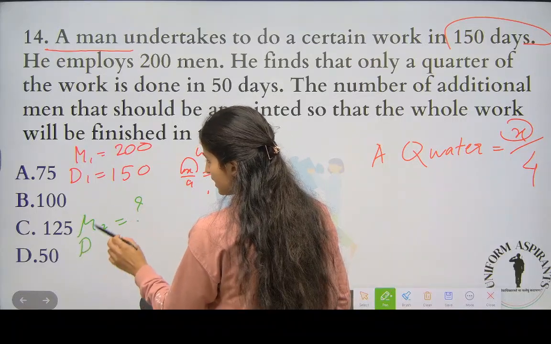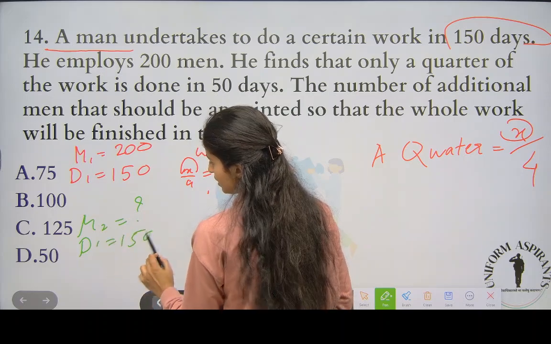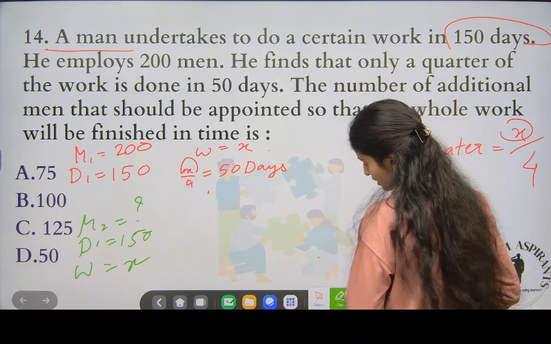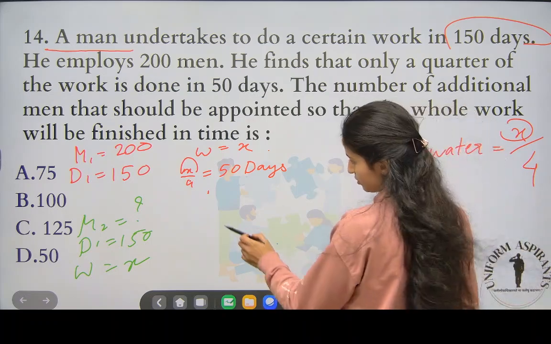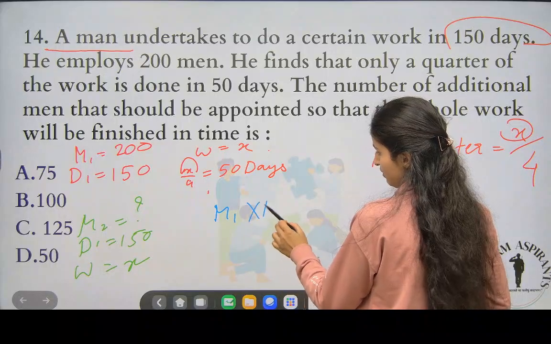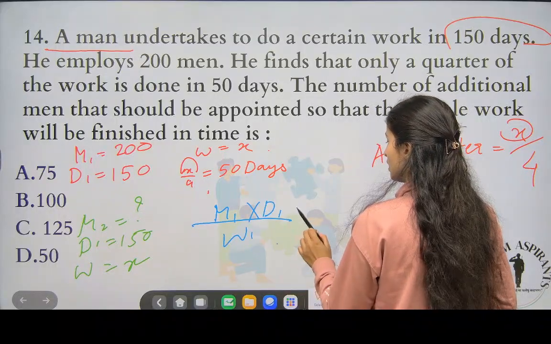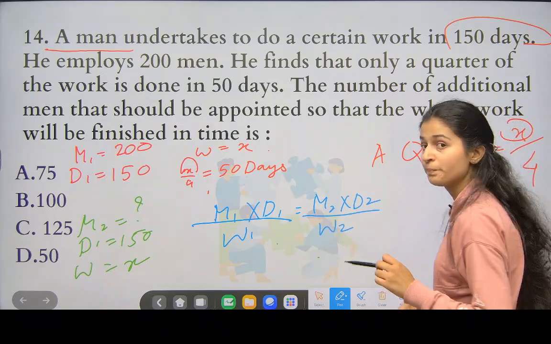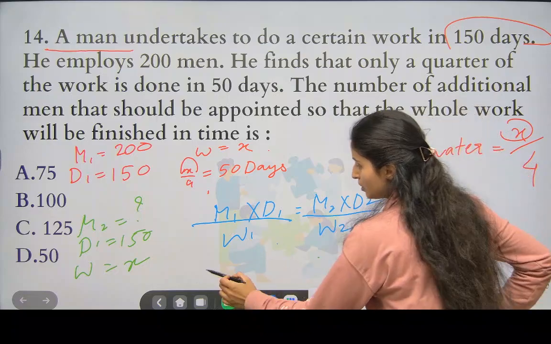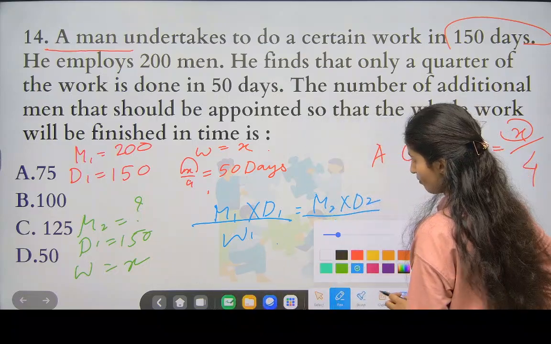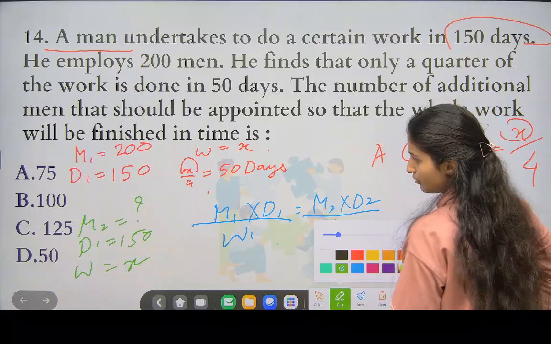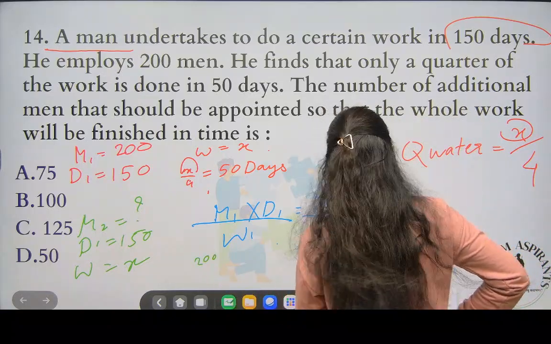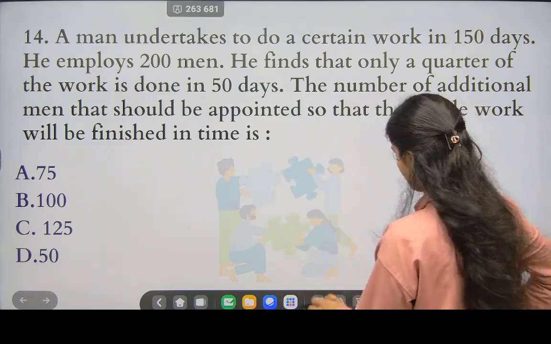Okay, in how many days should it be completed? In 150 days. How much work should be completed? Full x work should be completed. Yes, we know that now. Okay, so chalo, apply this logic. M1 into D1 upon W1 is equal to M2 into D2 upon W2. Yes, no problem. Now chalo, M1 is how much? 200 men. Right here, 200. Okay, no problem. Okay, 1 minute.